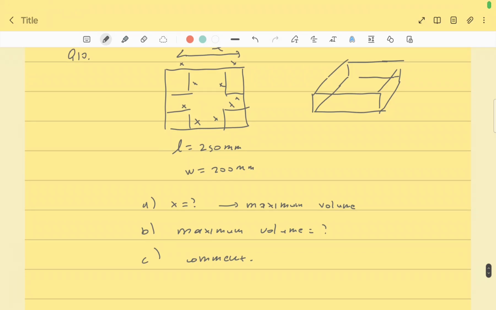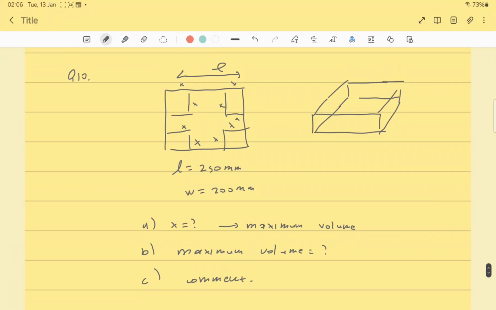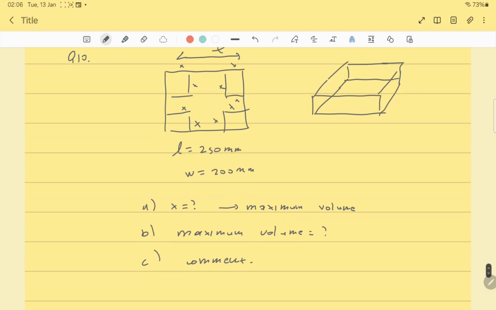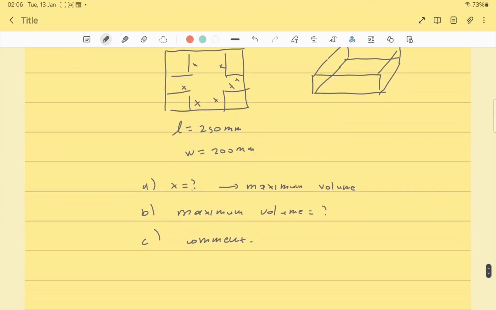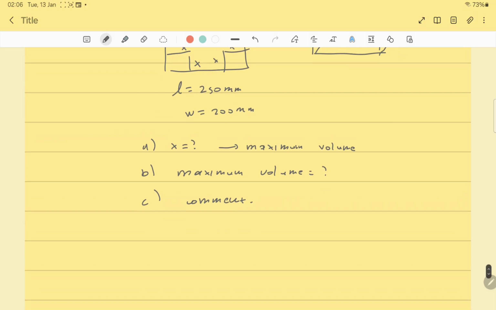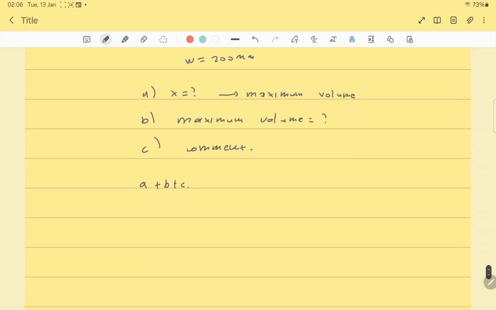Last problem, question 10, you have to optimize the volume of a box. You have this picture. So the first question is to find X for which we have a maximum volume. Then question B, what is the maximum volume, and C, to comment on that. So let's answer A plus B plus C all together.